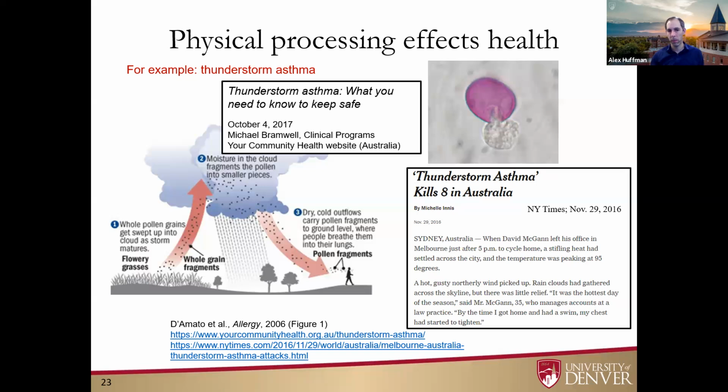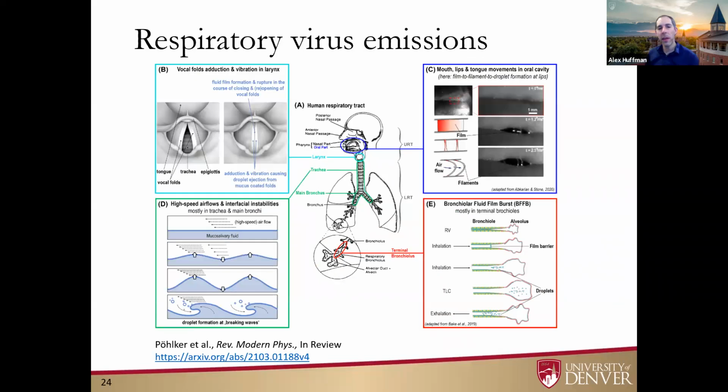effects because of the biogeography and the meteorology in certain places. And so one example in the lower right, even from the New York Times, where thunderstorm asthma killed 8 people in one specific storm episode. And so it can be a really important issue. And this is an example of the type of physical processing that can take place. Okay, next.